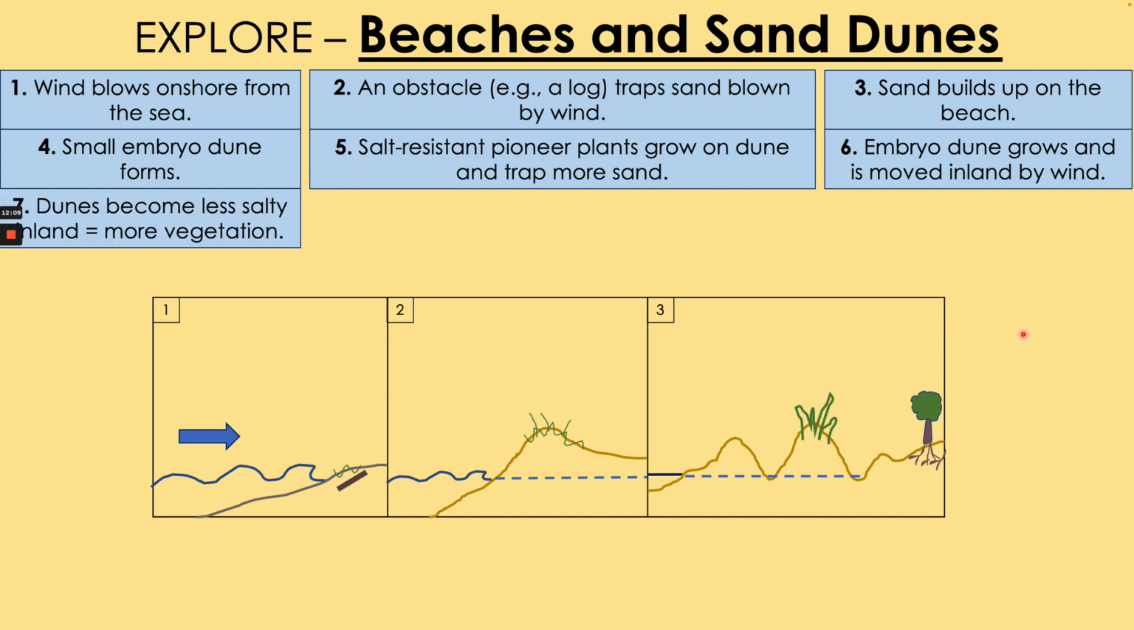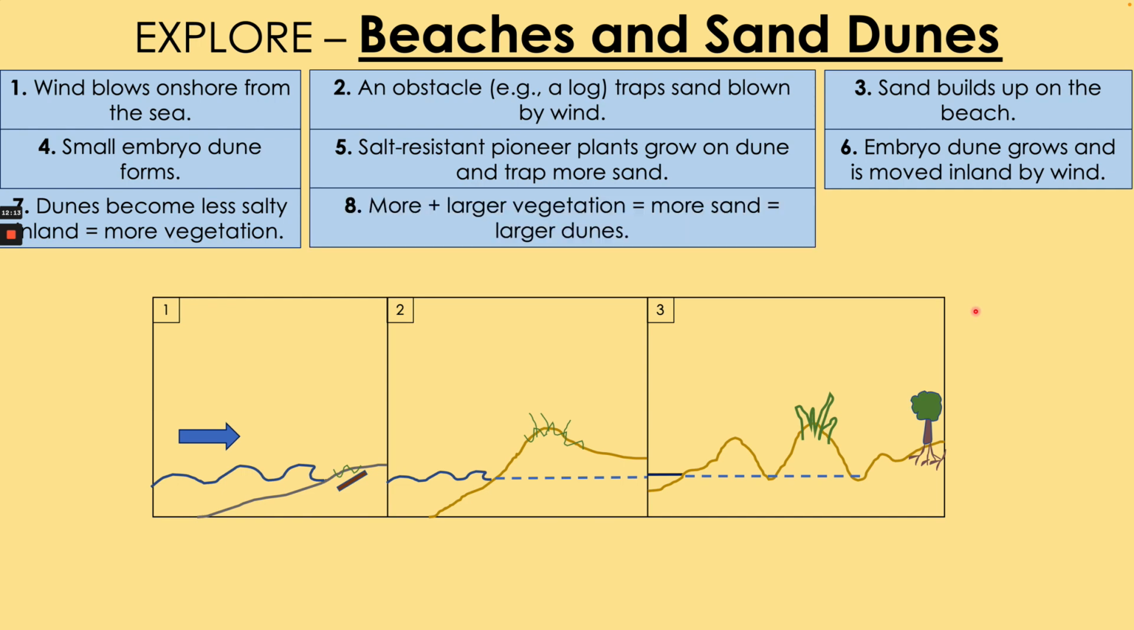Thus, the dunes have become less salty inland, leading to larger vegetation and more sand in larger dunes, leading to, over time, the rows of sand dunes that we see. This is the story of the formation of the complex sand dunes such as those found in North Wales. These are the depositional landforms found along the coast.